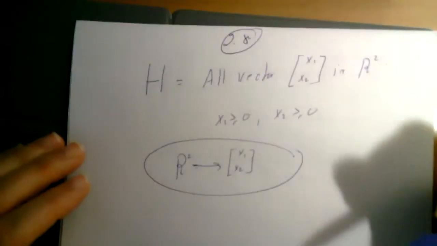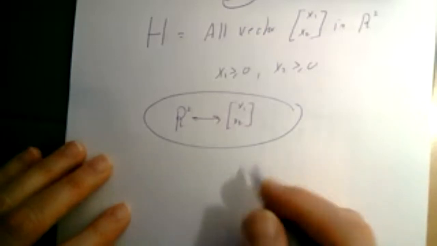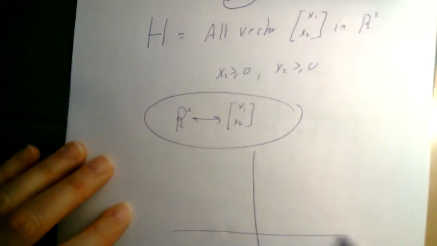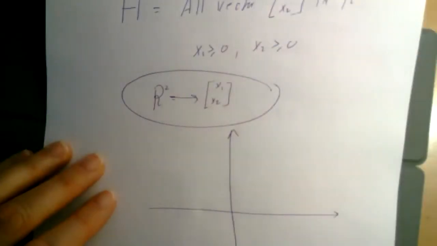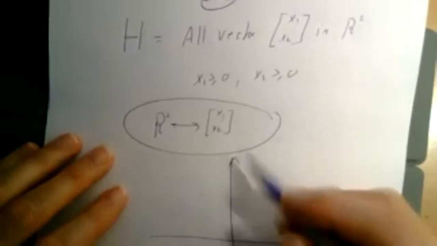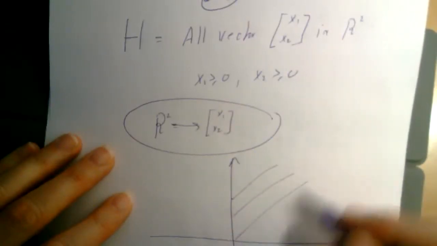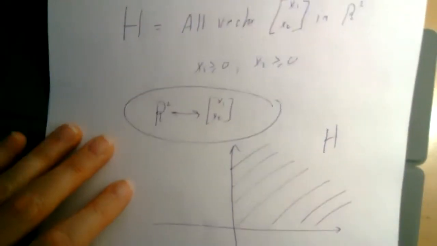So that's H. And if I want to visualize H, how can I visualize H? Quickly, I want answers. Belonging to the first quadrant. How can I visualize H? It would be the first quadrant. It will be the first quadrant, all of it. That's what H is. That's how we're going to visualize it.